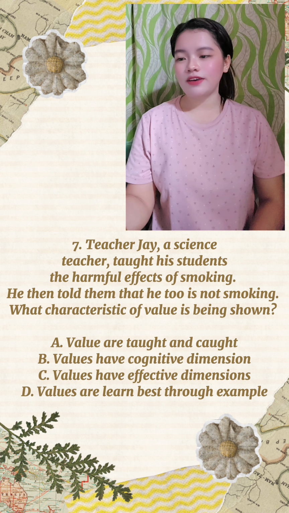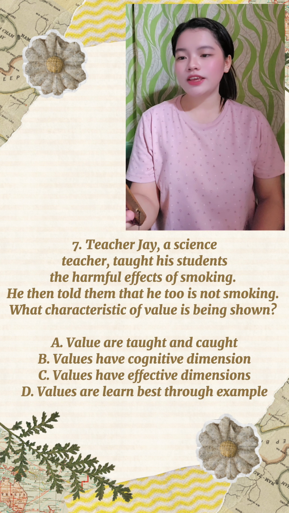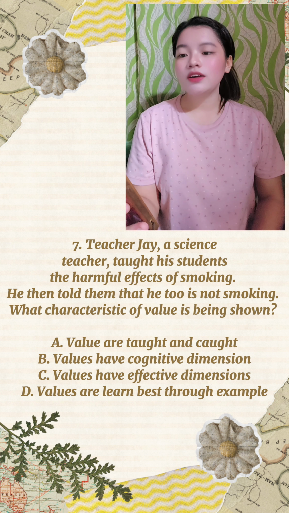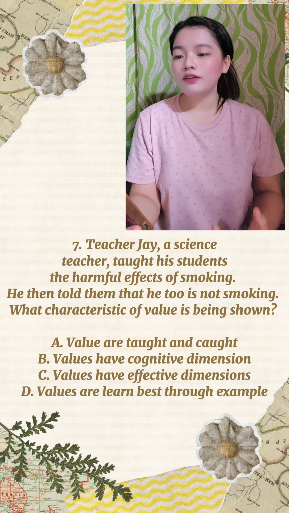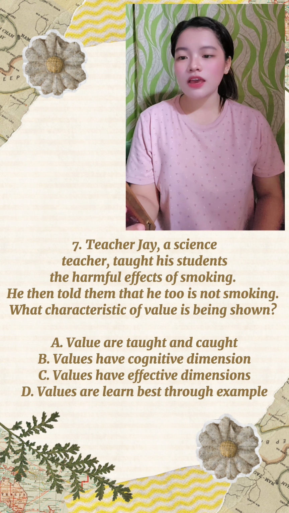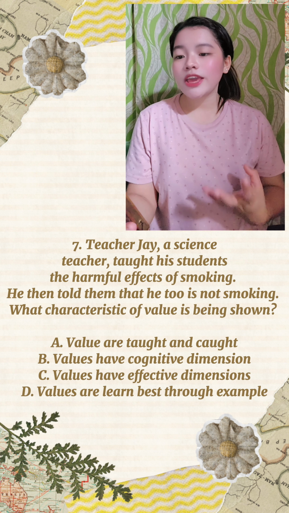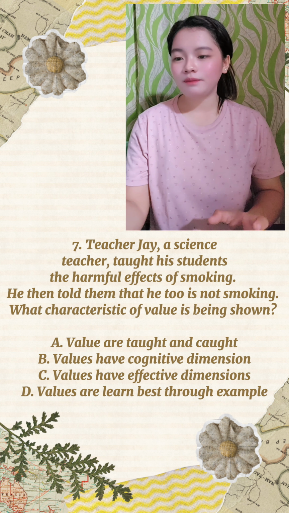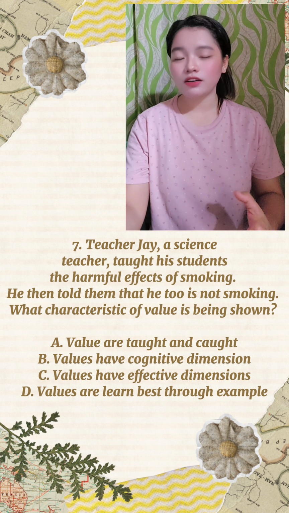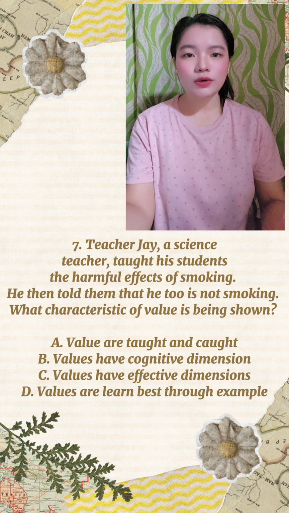Question number 7. Teacher J, a science teacher, taught his students the harmful effects of smoking. He then told them that he too is not smoking. What characteristic of value is being shown?